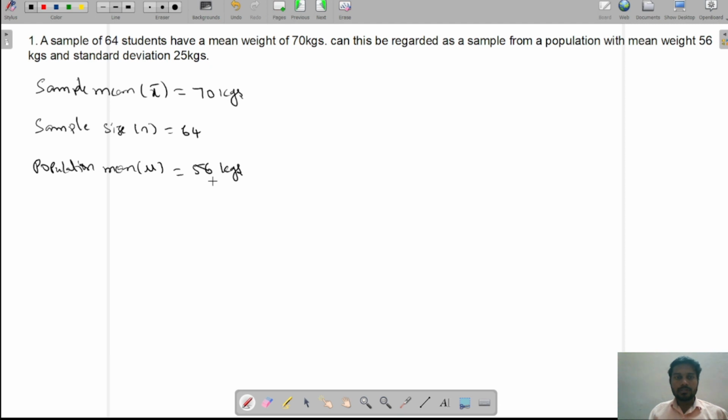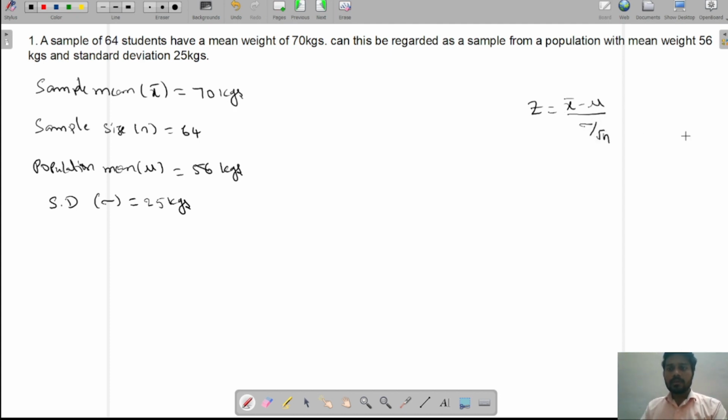56 kgs. Also given you a standard deviation sigma equal to 25 kgs. Okay, right. So these are the given values in the question, right? So let me discuss first of all what is the formula for this. Okay, so we know and we seen in the last page z equal to x bar minus nu by sigma by root n is a formula.